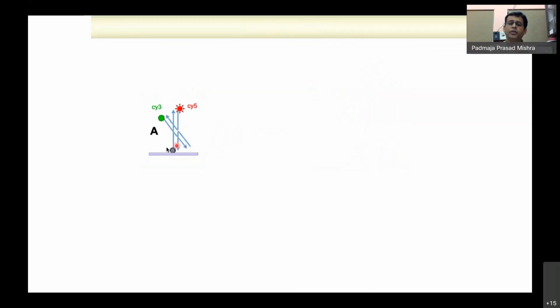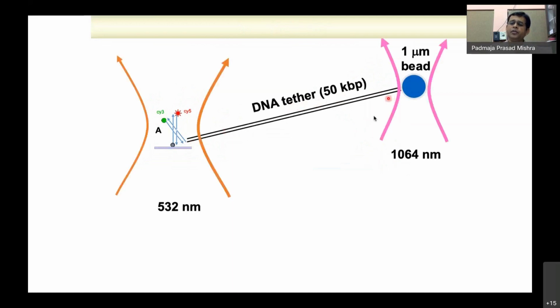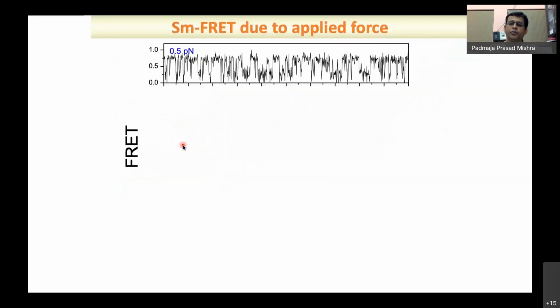You use a laser to excite the donor, which is about 532 nanometer if you are using a Cy3 dye, and you put a DNA tether of about 50 kbp and use a 1064 nanometer laser, so that this doesn't interfere with the FRET phenomenon, and you can monitor both.